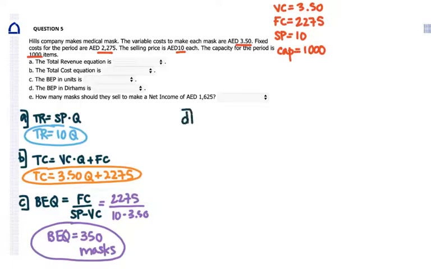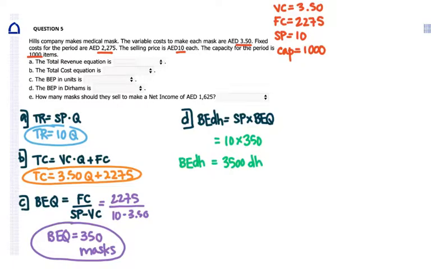Okay, and now the break-even point in dirhams. Break-even point in dirhams, that's the selling price times the break-even quantity that we just found. And so we will plug that in, 10 times the break-even quantity of 350. The break-even amount in dirhams, this is the amount of money I need to collect in my cash register in order to pay all my bills, is 3,500 dirhams. If I collect less than that, I lose money. If I collect more than that, I make money.